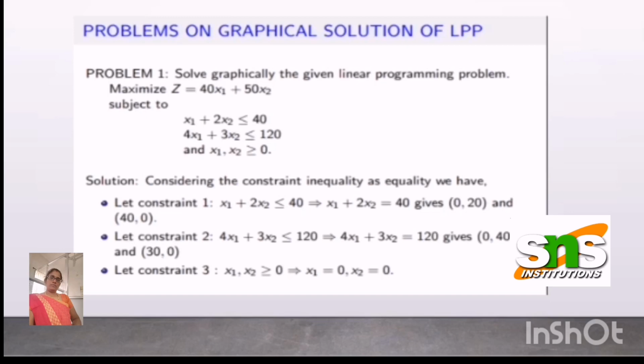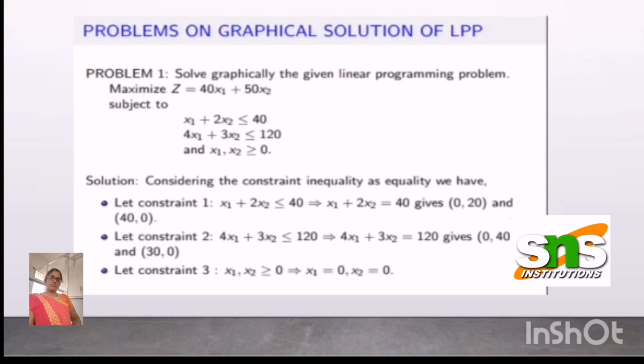Let the second constraint be 4x1 + 3x2 ≤ 120. The equation of this is 4x1 + 3x2 = 120. We put x1 = 0, then we get x2 = 40. We put x2 = 0, we get x1 = 30. Then we get the points (0, 40) and (30, 0). We use these 2 points to draw constraint 2.